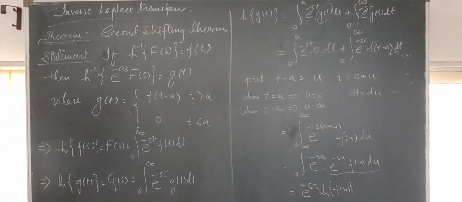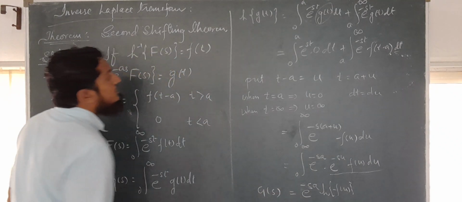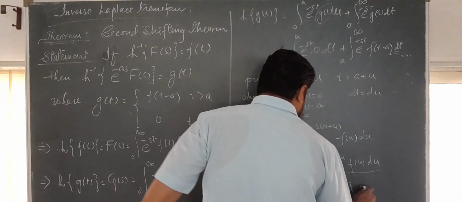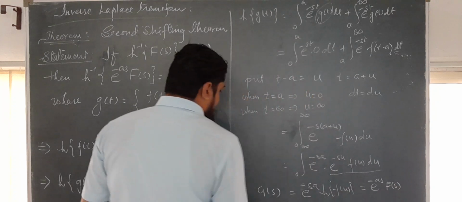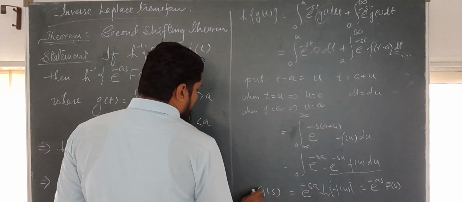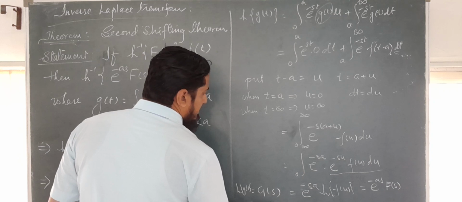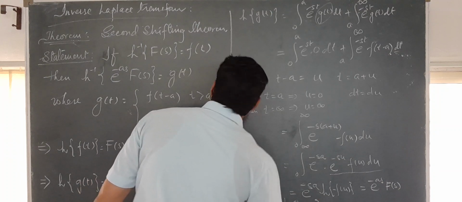We have g of s is equal to this, or we can write it as e raised to minus as f of s, and it is g of s, or the Laplace transform of g of t. Now g of t becomes the inverse Laplace transform of e raised to minus as f of s, and it is the required result for our theorem.